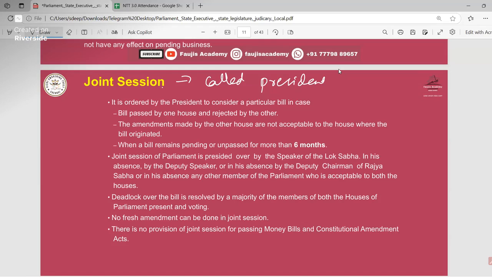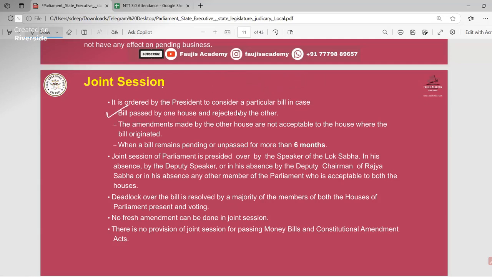Also, during the joint sitting, it is the Speaker of Lok Sabha who will preside over the joint sitting. The Chairman of Rajya Sabha will not preside. So, what are the cases when a joint sitting is commenced? I'm telling you where the President will call for the joint sitting.